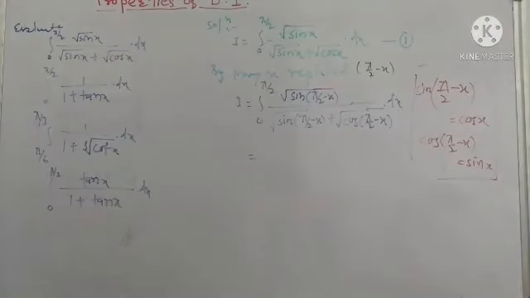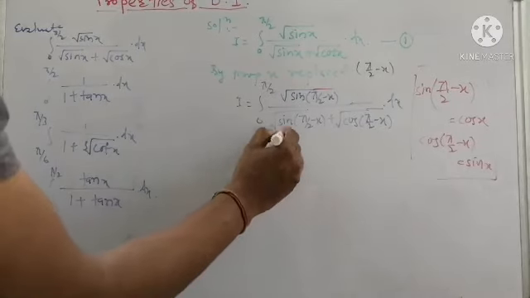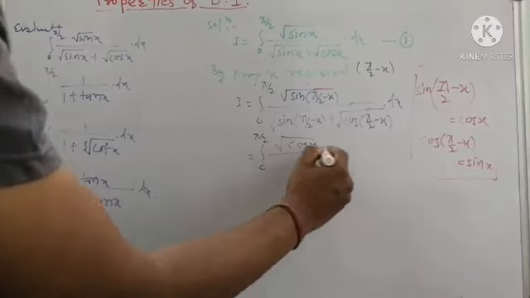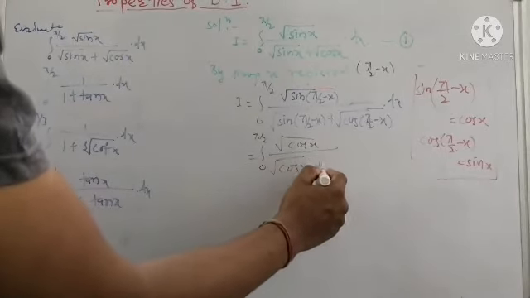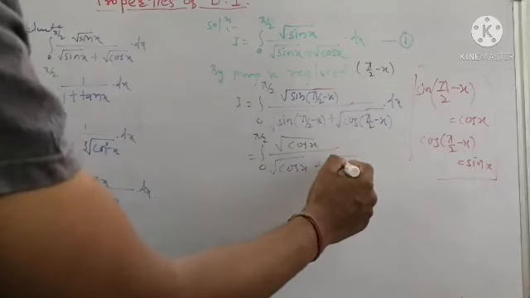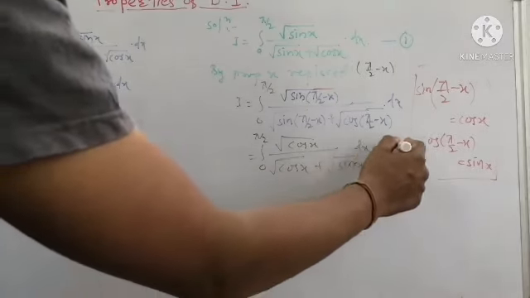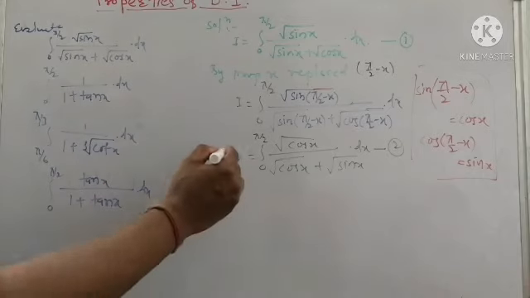So now the integration from 0 to pi by 2, root of sine of pi by 2 minus x is cos of x in the numerator. In the denominator, in the first term we get root of cos of x, and plus, as cos of pi by 2 minus x is sine of x, we get root of sine of x. So we call it number 2, as we did algebraic trigonometric simplification. Now adding equation 1 and 2.